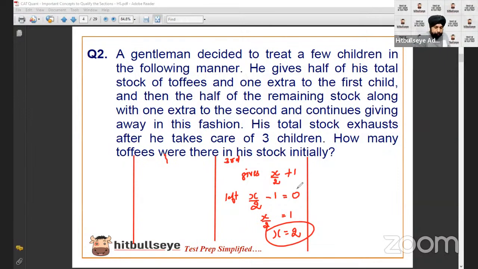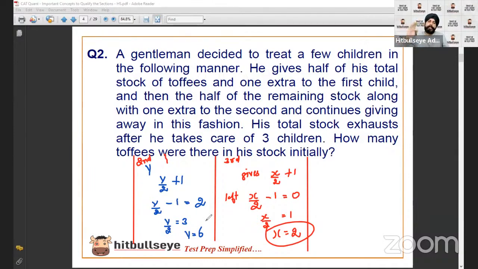Now, before that, he gave to the second person. In the same manner, hypothetically, if he had Y here, he gives Y by 2, so he's left with Y by 2. He gives one more, so he's left with one less. And here we know he was left with 2 toffees after giving to the second child. So Y by 2 becomes equal to 3, which gives us the value of Y as 6. This time it should be quicker because you're doing it for the second time.